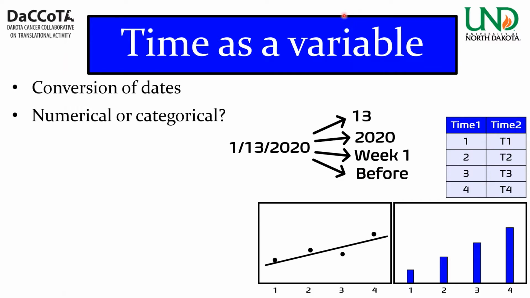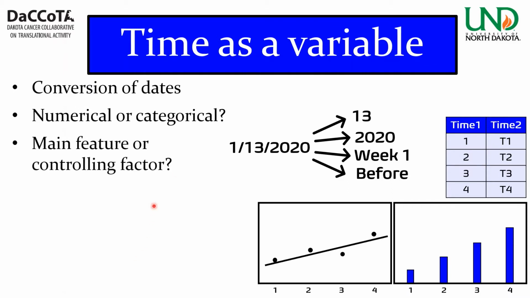So what time means for this scientific question is another consideration, and what I mean by that is, is time a main feature or is it a controlling factor? So are we actually interested in differences across time, making it a main feature, or are we simply wanting to control for time as a controlling factor?